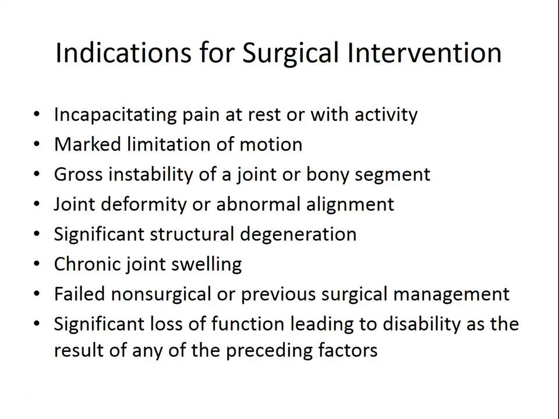They may have a severe marked limitation in range of motion. They may have gross instability to a joint or a bony segment. Again, this has to be to the point that it's no longer functional for this patient. They may have a joint deformity or abnormal alignment that's severely impairing their ability to perform activities of daily living. They may have severe structural degeneration. An example of this would be someone who undergoes a total knee or total hip joint replacement.